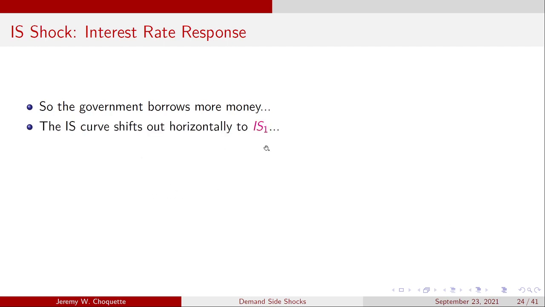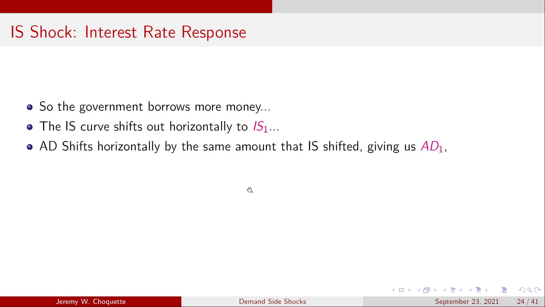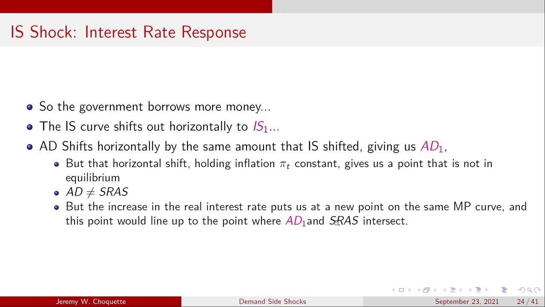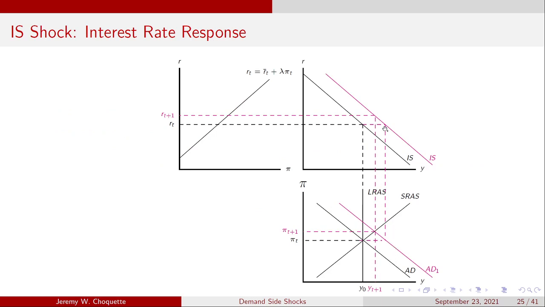So the IS curve shifts out initially horizontally to IS1. AD shifts horizontally by the same amount, giving us AD1. Holding inflation constant gives us points not in equilibrium. That increase in the real interest rate is going to put us at a new point on the same monetary policy curve, and this point lines up with the point where aggregate demand 1 and short run aggregate supply intersect. So the interest rate is going to go up to a point where we have an intersection between AD1 and short run aggregate supply, which is our pi_{t+1}, Y_{t+1}. And it happened because the real interest rate went up, giving us this new equilibrium.